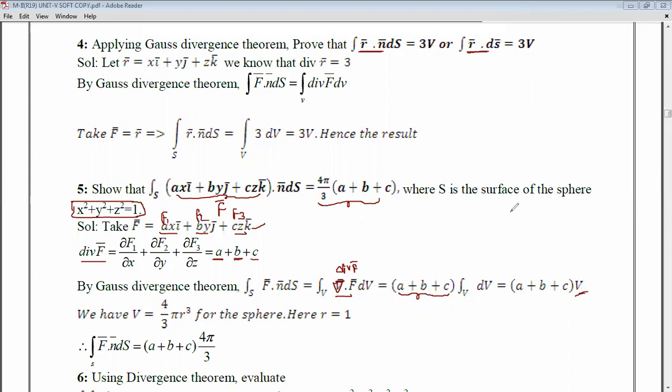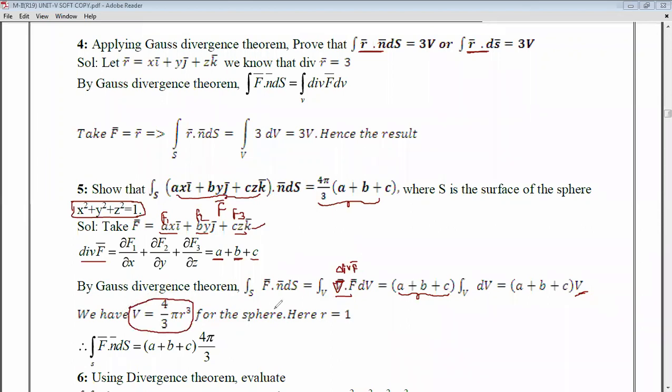But already they gave the surface of the sphere here. So what is the volume of the sphere? V represents the volume of the surface. So the volume here, since the given surface is a sphere, the volume of the sphere is 4/3 pi r cubed, right?